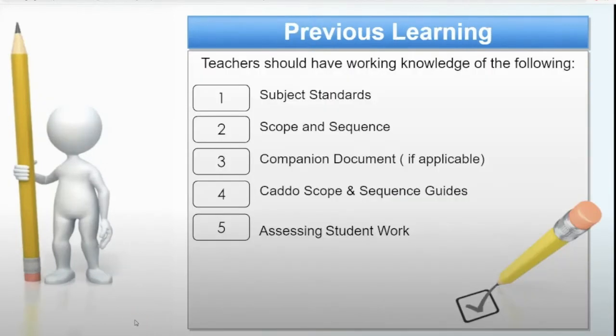Now, let's take a look at some important pieces you should already be familiar with. Your subject standards, and these are further broken down into your GLEs. Your scope and sequence, which is provided by the Louisiana Department of Education. Your companion document really underscores priority content. Your Caddo scope and sequence guides help you maneuver through your social studies scope and sequence. Now, it does not replace it, but it definitely helps you get through each unit.